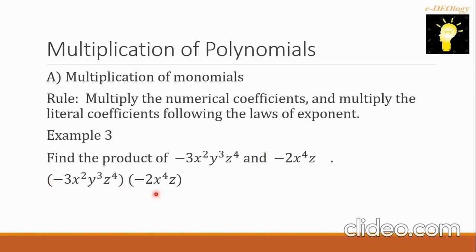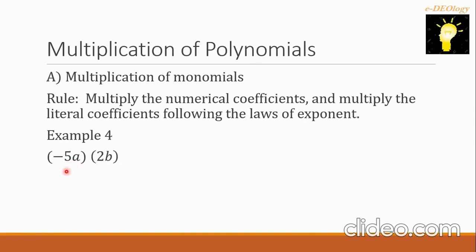So let's begin the multiplication. Let's start with the numbers. The negative 3 multiplied to the negative 2 will get a positive 6. The x squared multiplied to the x raised to 4, we will get this x raised to 6. The y cubed, there is no variable y on the other term. We will just copy the y cubed. The z raised to 4 multiplied to the z with exponent 1. So we add the exponents, so 4 plus 1 becomes 5, z raised to 5. So our final answer is 6x raised to 6 y cubed z raised to 5.